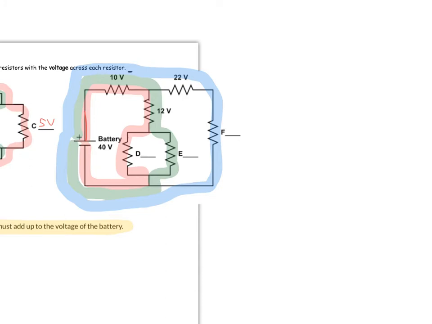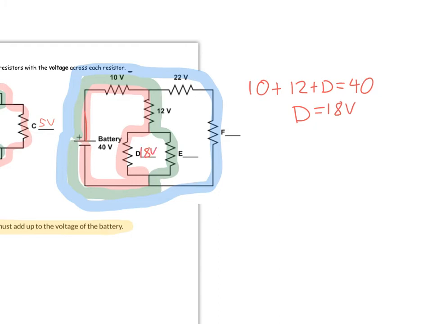All right, so I'm going to start with the inner red pathway, keeping in mind that all this has to add up to 40. Thinking about that inner pathway, I have that 10 volts plus 12 volts plus resistor D, which must add up to 40. I solve for D, and I find that D is going to be 18 volts. So that's that one there.